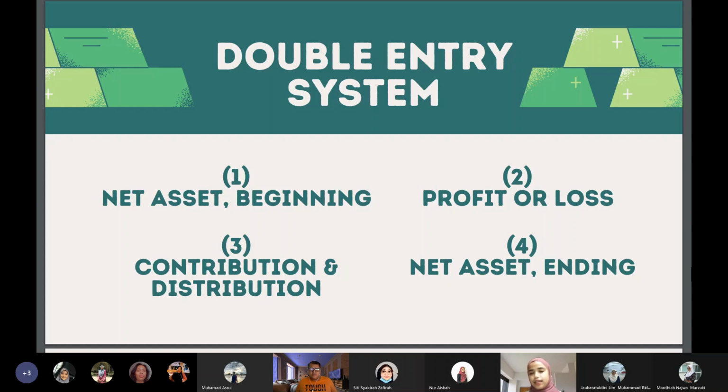A lot of things can happen during this period, such as number 2, profit or loss. For example, the entity could have enjoyed a profit and can also suffer a loss. Number 3 is contribution and distribution. There can be contributions made by, and also distributions made to, equity holders. Equity is reflected in the statement of financial position. Alright, next.